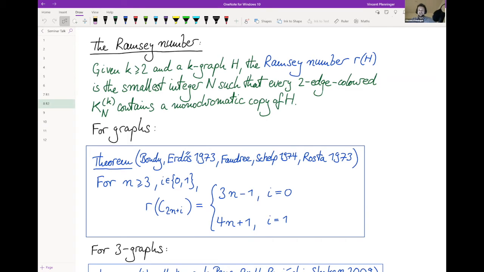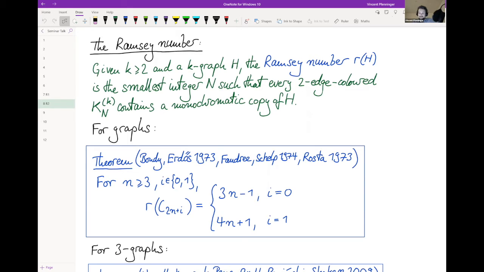So what sort of results do we know for cycles? So just in graphs, in normal graphs, the Ramsey number has been known since the 70s. So if we have an even cycle, then the Ramsey number of the cycle is about 3/2 times the length of the cycle. And if the cycle is odd, then the Ramsey number is about twice the length of the cycle.